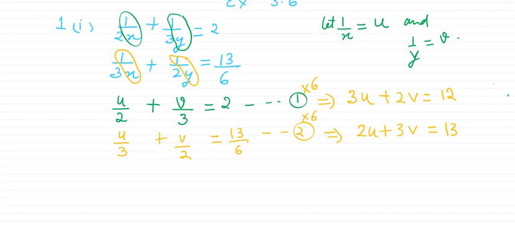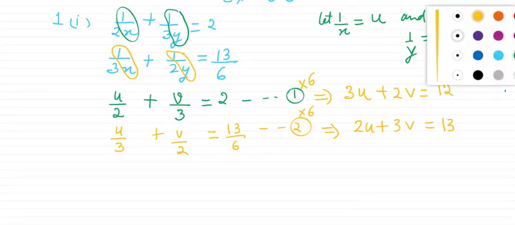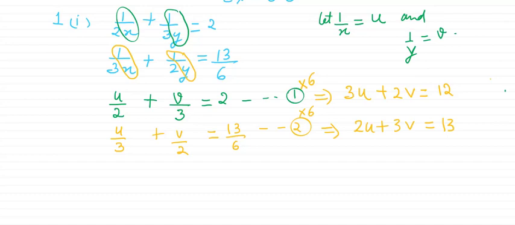Which one is your favorite? Which one do you like to do? Cross multiply? Substitution method. Okay, so for substitution, I'll take a value from this one. 3u can be written as 12 minus 2v. So from the first equation, you will get u equals (12 minus 2v) by 3.